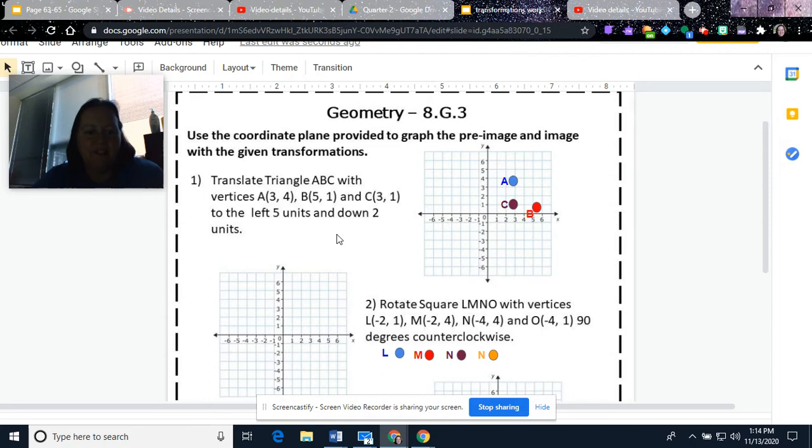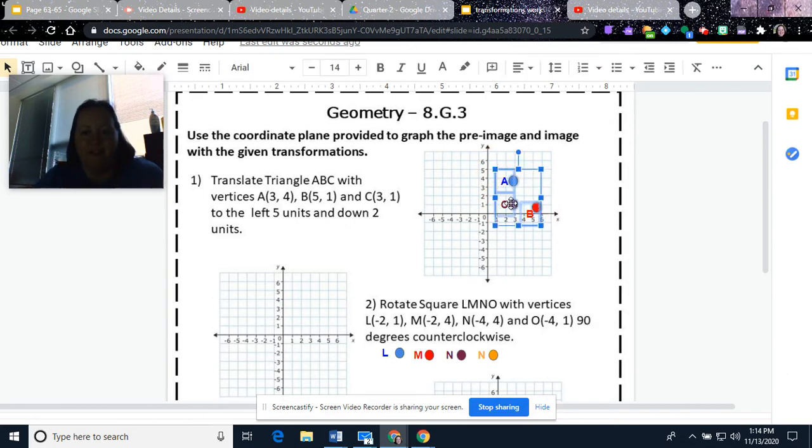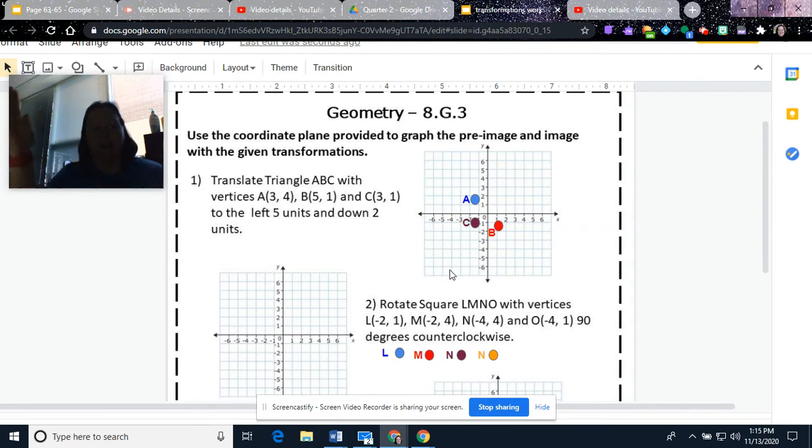And so then it says to translate it. One way you could do that, since you're doing it on Google Slides, is you could highlight all of that. And then if it's going to be translated 5 to the left, you can take it over. Getting back to 0 is 3, 4, 5 to the left, and then 2 down. 1, 2 down. So we just picked up the triangle and scooted it down. So that's how you do that one.